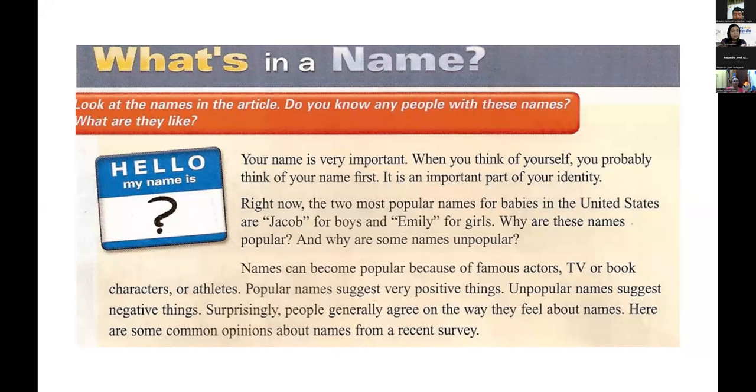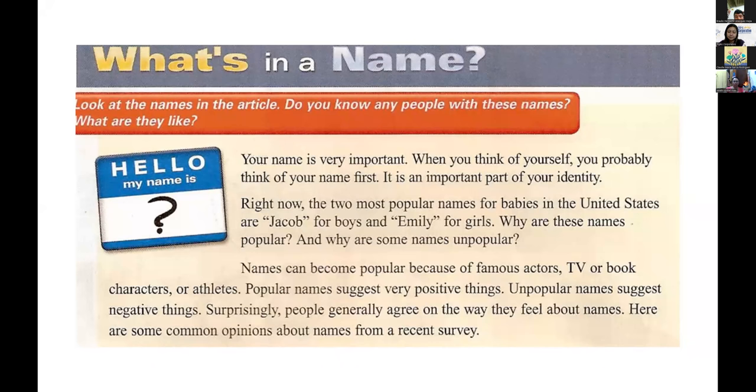Right now, the two most popular names for babies in the United States are Jacob for boys and Emily for girls. Why are these names popular? And why are some names unpopular?